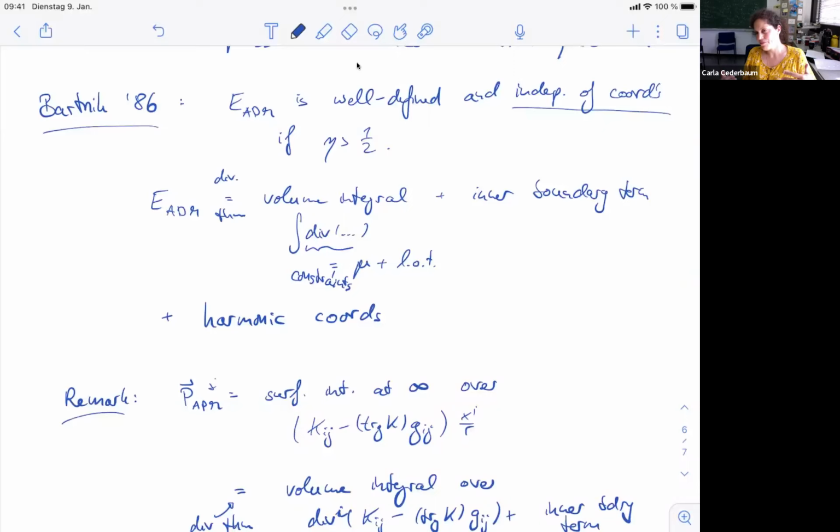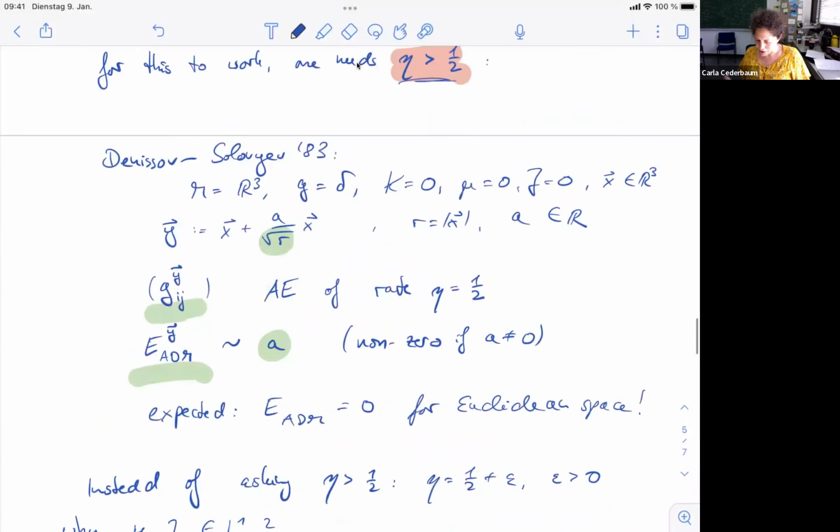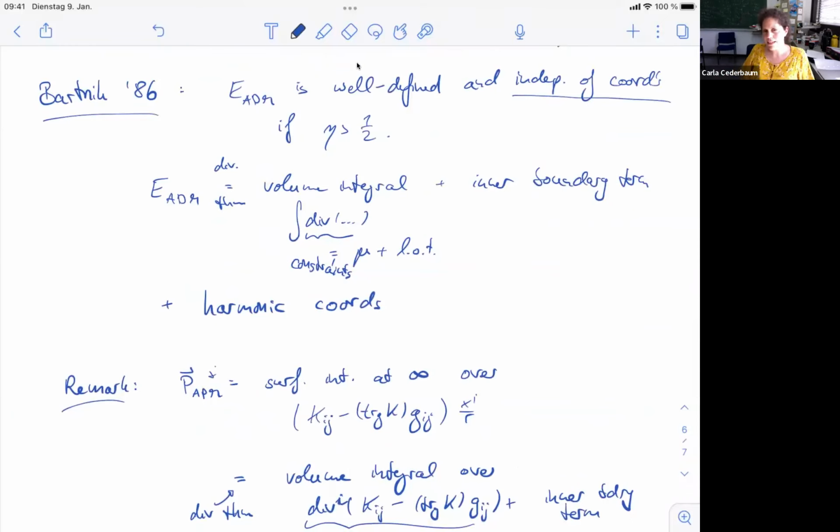Remember this example by Denisov and Soloviev, where on Euclidean space, we were free to just pick some asymptotically Euclidean coordinate chart of some rate eta equals 1/2, and we could produce any energy we liked. Then that energy is clearly a property of the asymptotic chart and not of the physical system, the initial data set. What Bartnik ensures is that if we assume eta bigger than 1/2, then indeed it's a physical quantity of the initial data set and not a quantity only of the coordinates. And in fact, it doesn't depend on the coordinate chart at all.